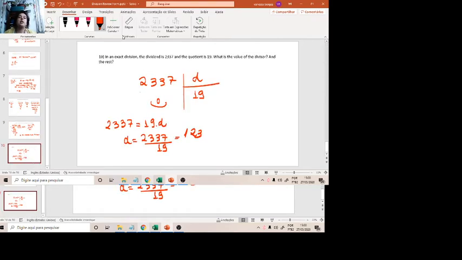Question 10. In an exact division, the dividend is 2,337 and the quotient is 19. What is the value of the divisor and the rest? So I have this divided by d, the divisor that I don't know, is 19. The remainder is 0. So for I find the divisor, I have to take this result and divide by 19, which is going to give me 123.